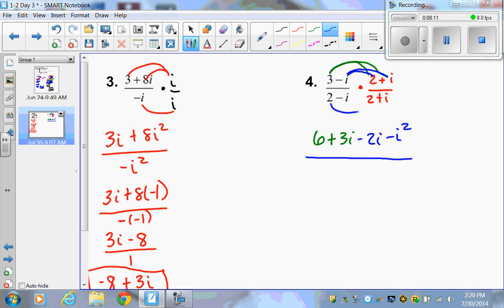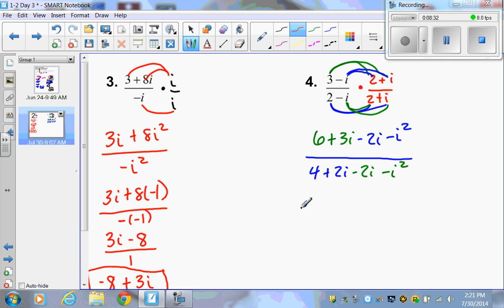On the bottom, 2 times 2 is 4. 2 times i is 2i. Negative i times 2 is going to be negative 2i. And negative i times i is going to be negative i squared.